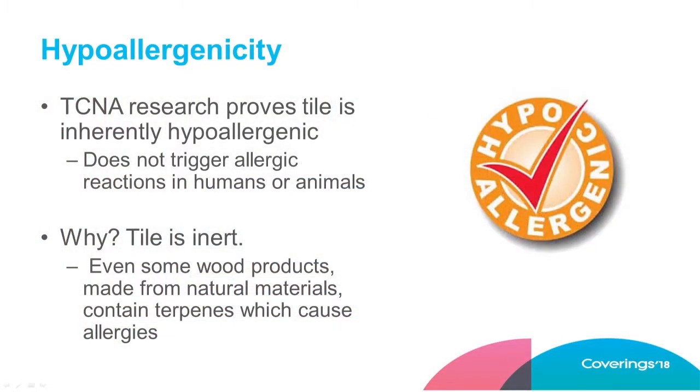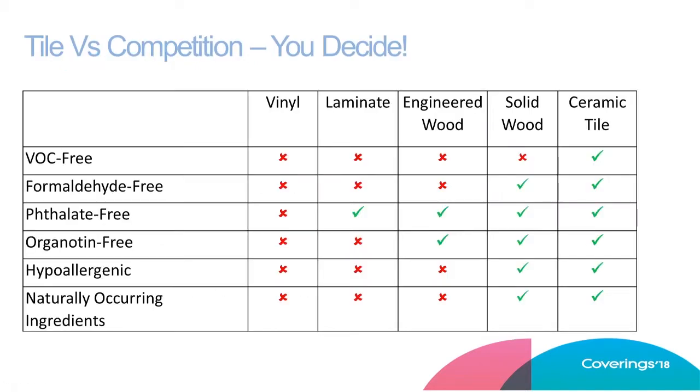Hypoallergenicity. What does hypoallergenicity mean? It's the inability to cause an allergic reaction. TCNA has done research which proves that tile is inherently hypoallergenic. What it means is tile does not trigger an allergic reaction in humans or animals. Why? Because tile is inert. Even some wood products contain terpenes in their finishes which cause allergy.